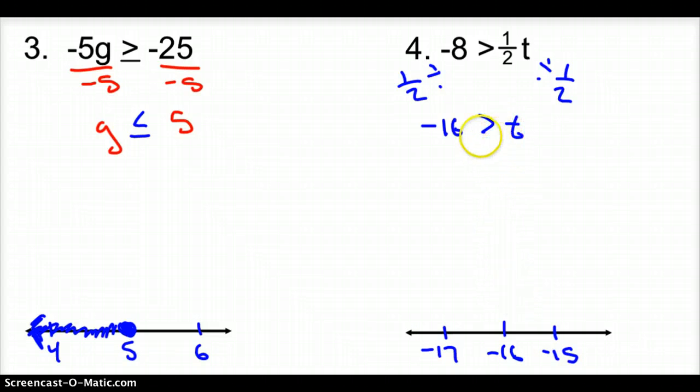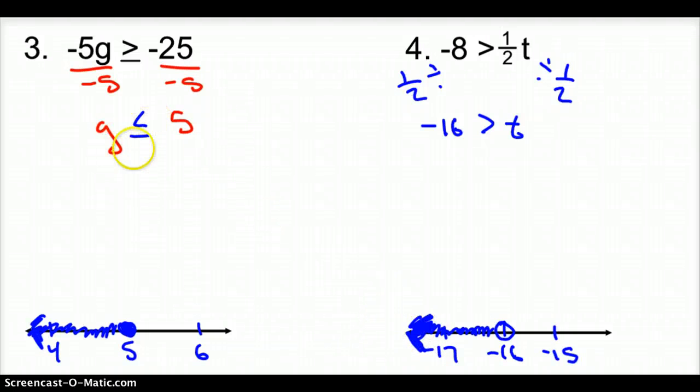There is no equal to sign underneath the inequality, so it is an open circle. And now it says negative 16 is greater than t. So since 16 is greater than t, we're going to shade to the left. Now we also draw an arrow to let everybody know that we can keep shading this way.